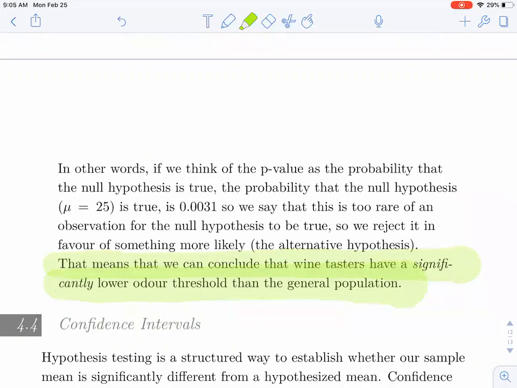So a lot of steps, right? But once you get in the habit of following these steps, it'll be a lot better. Any questions? No? Okay.